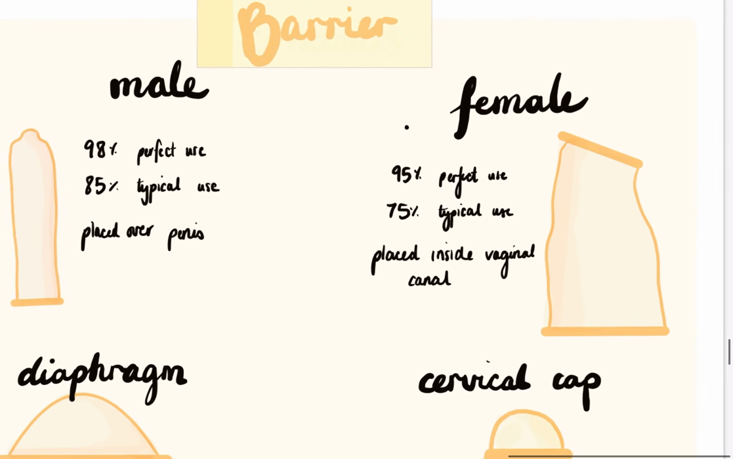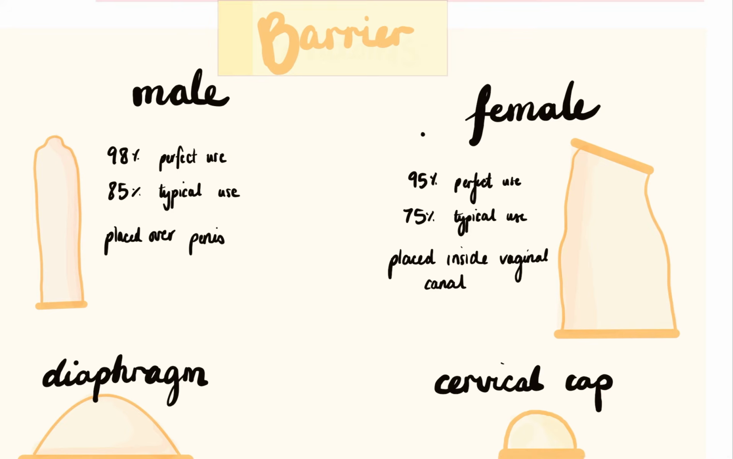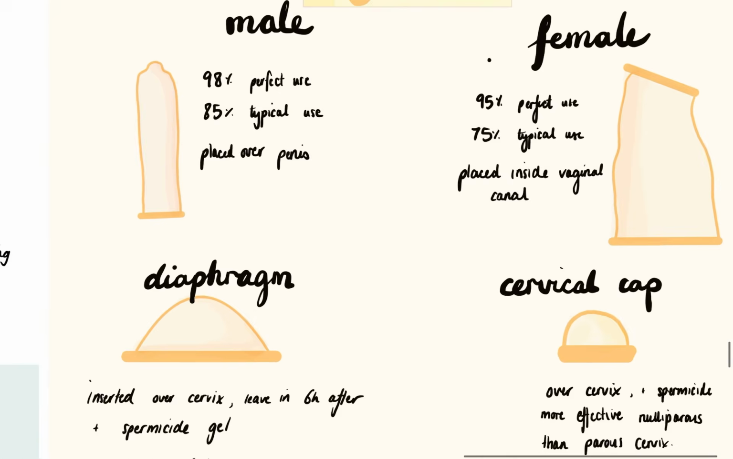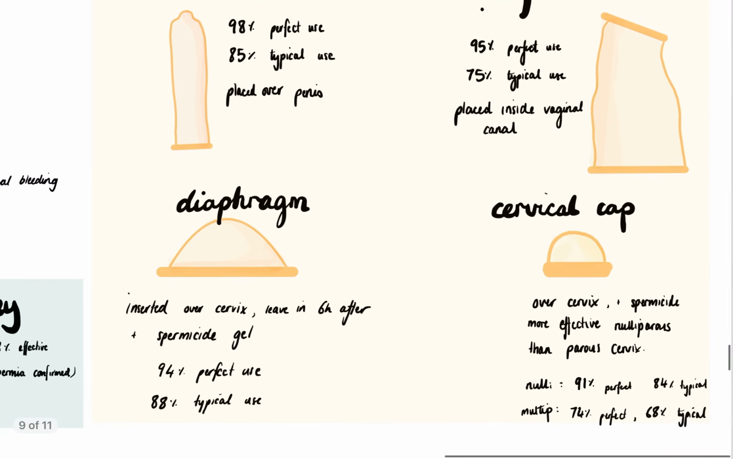Then you have the female condom, which is an internal condom. It's placed inside the vaginal canal. This part is an open ring that is placed outside of the vaginal vault, and this ring is closed and is placed over the cervix. So this fills the entire vaginal canal. This has a 95% rate of efficacy in perfect use, 75% in typical use, and is generally not really commonly used.